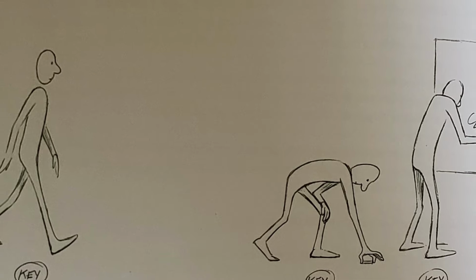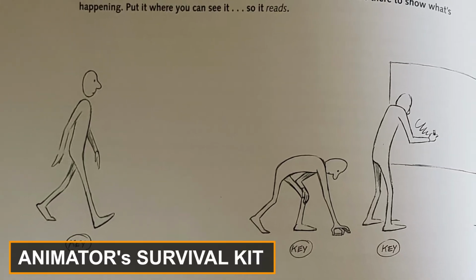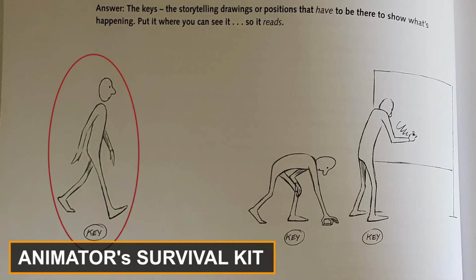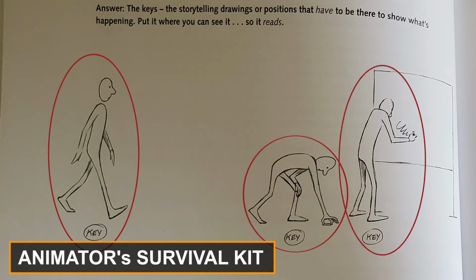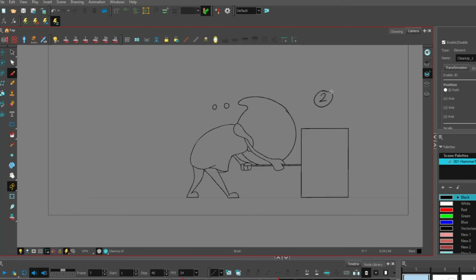Now going back to the book Animator Survival Kit, at page 64 there was a great example of what the key is all about. It's showing a man walking and then picking up a chalk and writing on the board. You see, when we see these drawings, we can clearly define what he is about to do in the animation. Keyframe drawings therefore define what is happening in the shot. Therefore, in animation, it plays a very important role in the story.